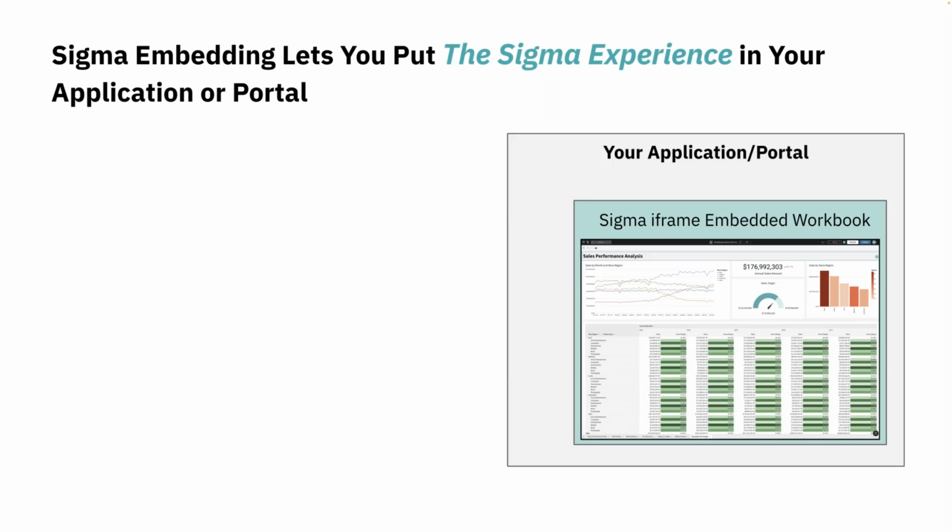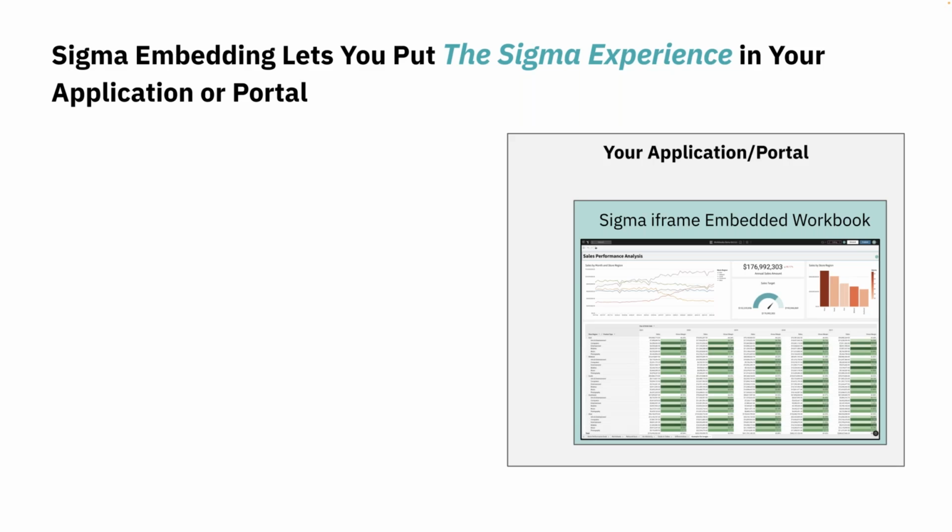So first we start off with what embedding actually means with Sigma. On the right-hand side, I have a very simple illustration of maybe you have an application or a customer portal where your customers log in. This doesn't have to be just for external embedding, we'll cover internal as well, but most of today's conversation will be about external embedding. Let's say you have a customer application, your customers log in today, and maybe you have some analytics in that customer portal. Maybe you have none, or maybe you're looking to augment it, maybe you're looking to replace it, whatever the case may be.